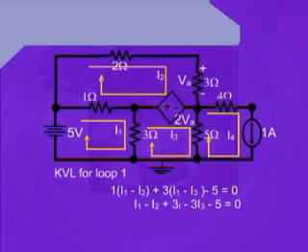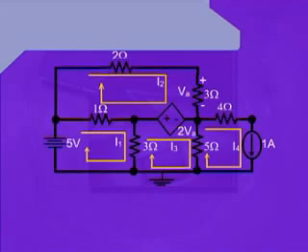Now simplifying it, we can write I1 minus I2 plus 3I1 minus 3I3 minus 5 equals 0. Or further simplifying it, we can write 4I1 minus I2 minus 3I3 minus 5 equals 0.